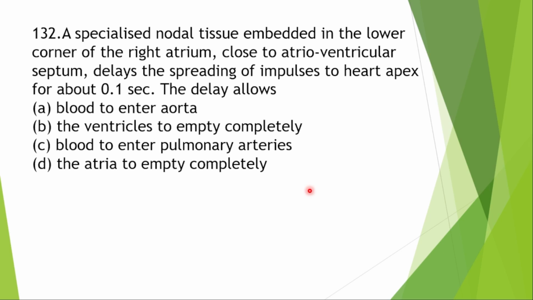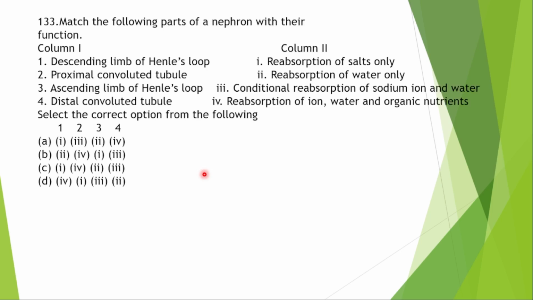132. A specialized nodal tissue embedded in the lower corner of the right atrium close to the atrioventricular septum delays the spreading of the impulse to the heart by approximately 0.1 sec. The delay allows blood to enter aorta, the ventricle to empty completely, blood to enter pulmonary artery, the atria to empty completely. Here the right option is option D, the atria to empty completely.